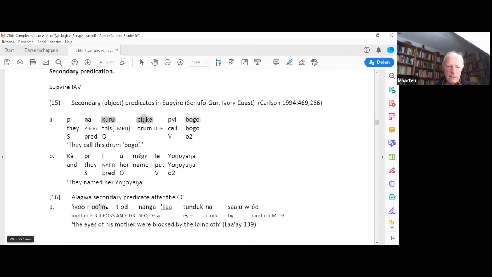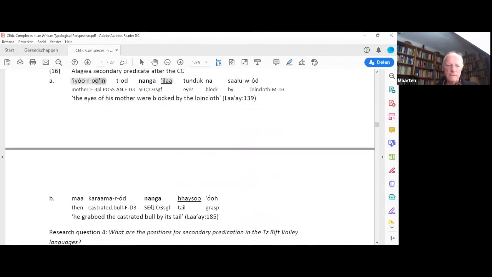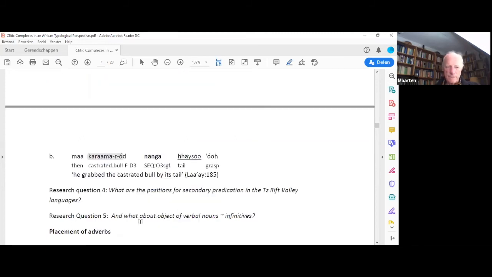In Alakwa, it's those of the mother, the eyes are the possessed part of the mother. So the major one is before the clitic complex, and then what is part of that, in sort of possessor raising, well, it's not really raising, is the eyes after the clitic complex in this Alakwa sentence. Same here, he grabbed the castrated bull by its tail. So castrated bull, the tail is part of the same bull, and it will be after the complex. So what are the positions for secondary predication in Tanzanian Rift Valley languages? Not only Cushitic ones, but also the other ones. I don't know for the other ones. I have no data on that.